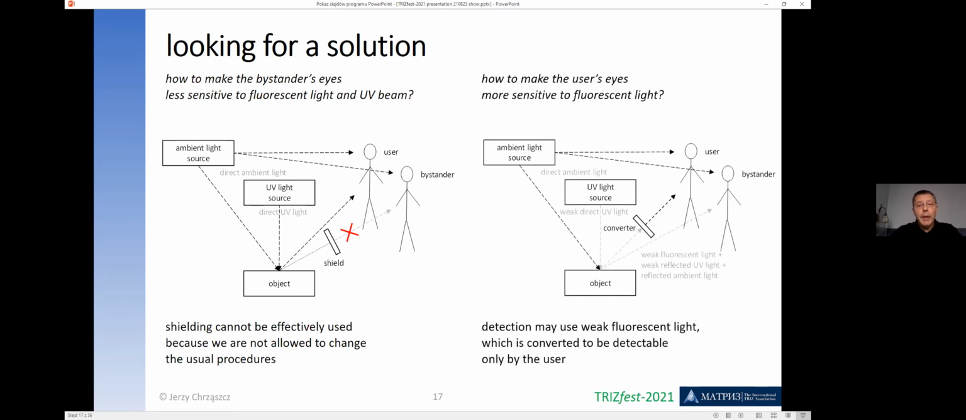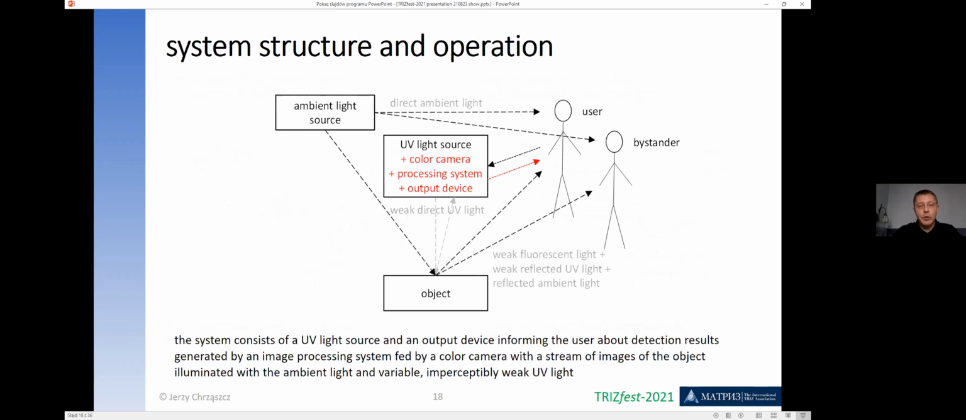Nevertheless, we may select the second key problem and apply the other way around principle to invert the situation, to use the opposite optics and use a weak UV light and selectively enhance the object response, especially the fluorescent light, on its way to user's eyes. In other words, we are not allowed to virtually give every bystander sunglasses, but we may equip the user alone with a golden eye to see the invisible. And actually the golden eye was the code name of this project.